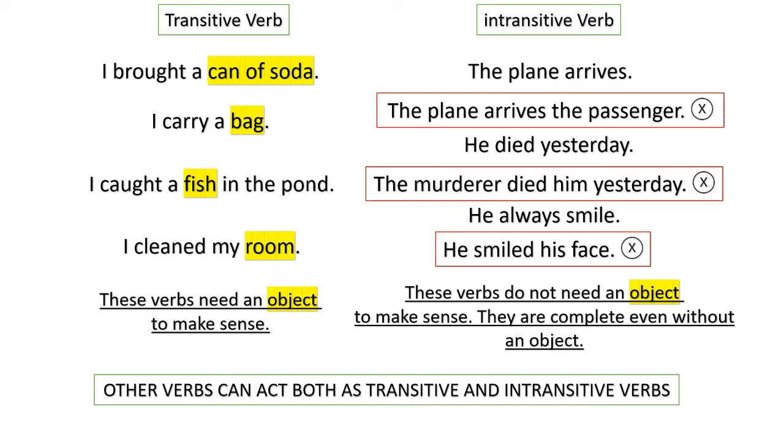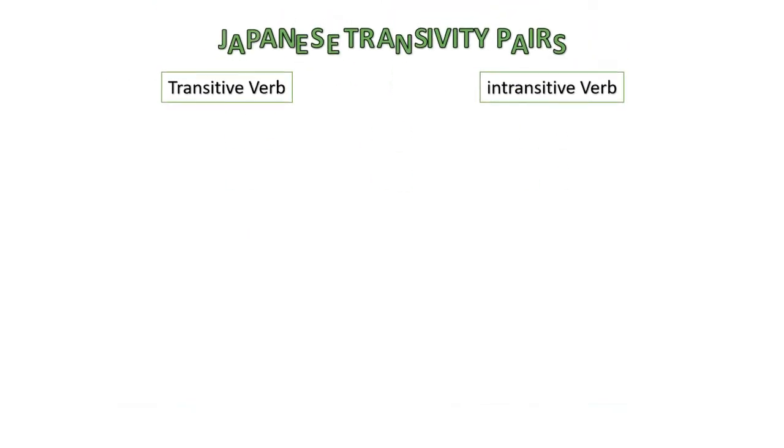It is safe to say that transitive and intransitive verbs are also present in Japanese grammar. And that is what we are going to do today. So we're going to learn the Japanese transitive verbs and intransitive verbs, which is quite different, of course, from the English grammar.